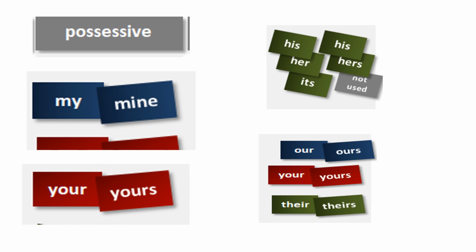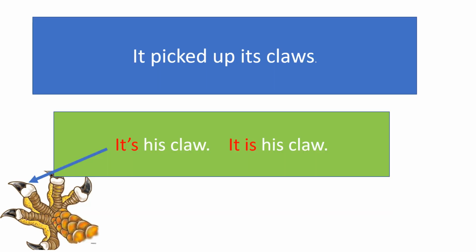His, her, and then hers, and then we don't have another word for its. That's just one word on its own. We use that all the time. Its eyes, its fur. And finally, our, ours, your, yours, and their, theirs. So if we looked at the sentence, it picked up its claws.